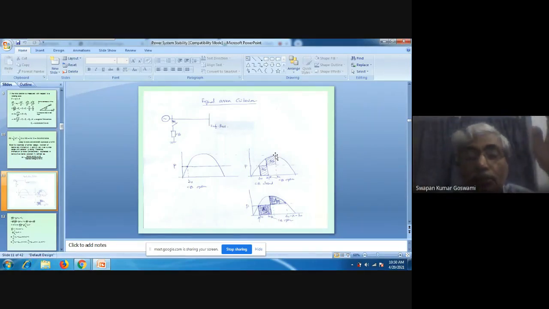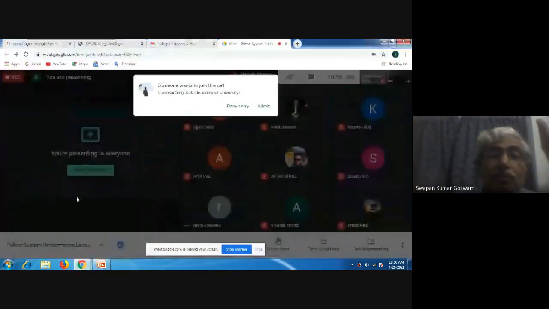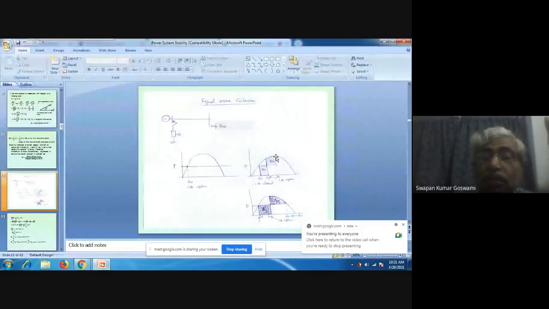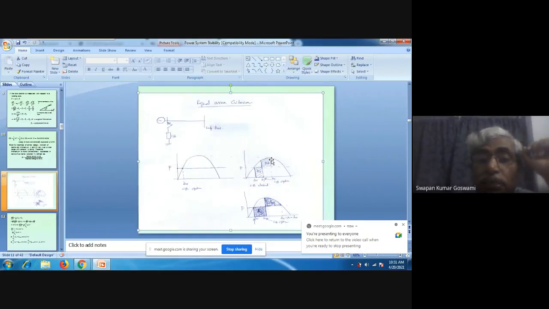Now delta will start decreasing. Am I clear? Now delta will start decreasing from whatever value it has actually arrived at. From there, delta will start decreasing. So from here, as the speed is becoming less than synchronous, E and V will start coming closer now, meaning delta will start decreasing. As delta is decreasing, it will follow the same path. That means it will trace the same path in the backward direction now.